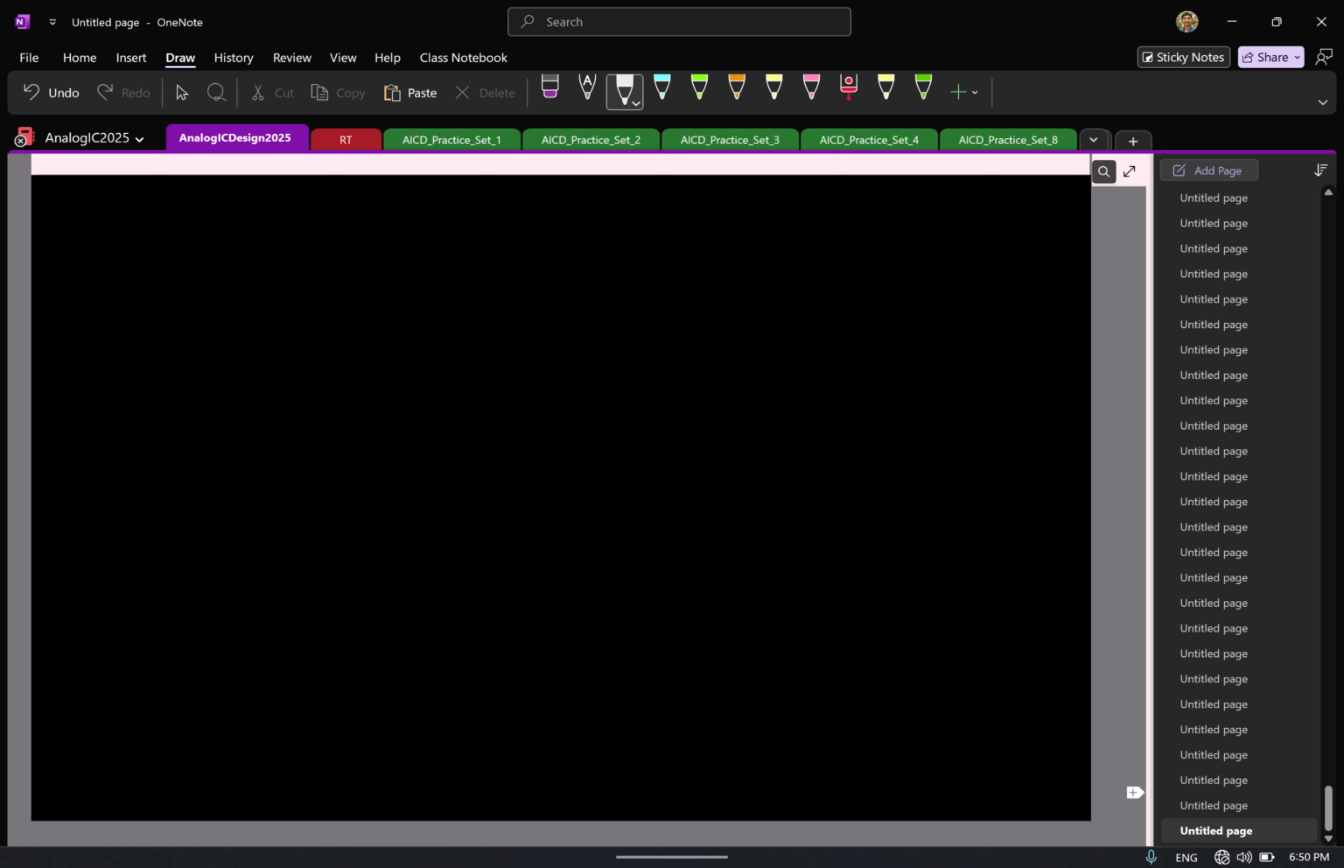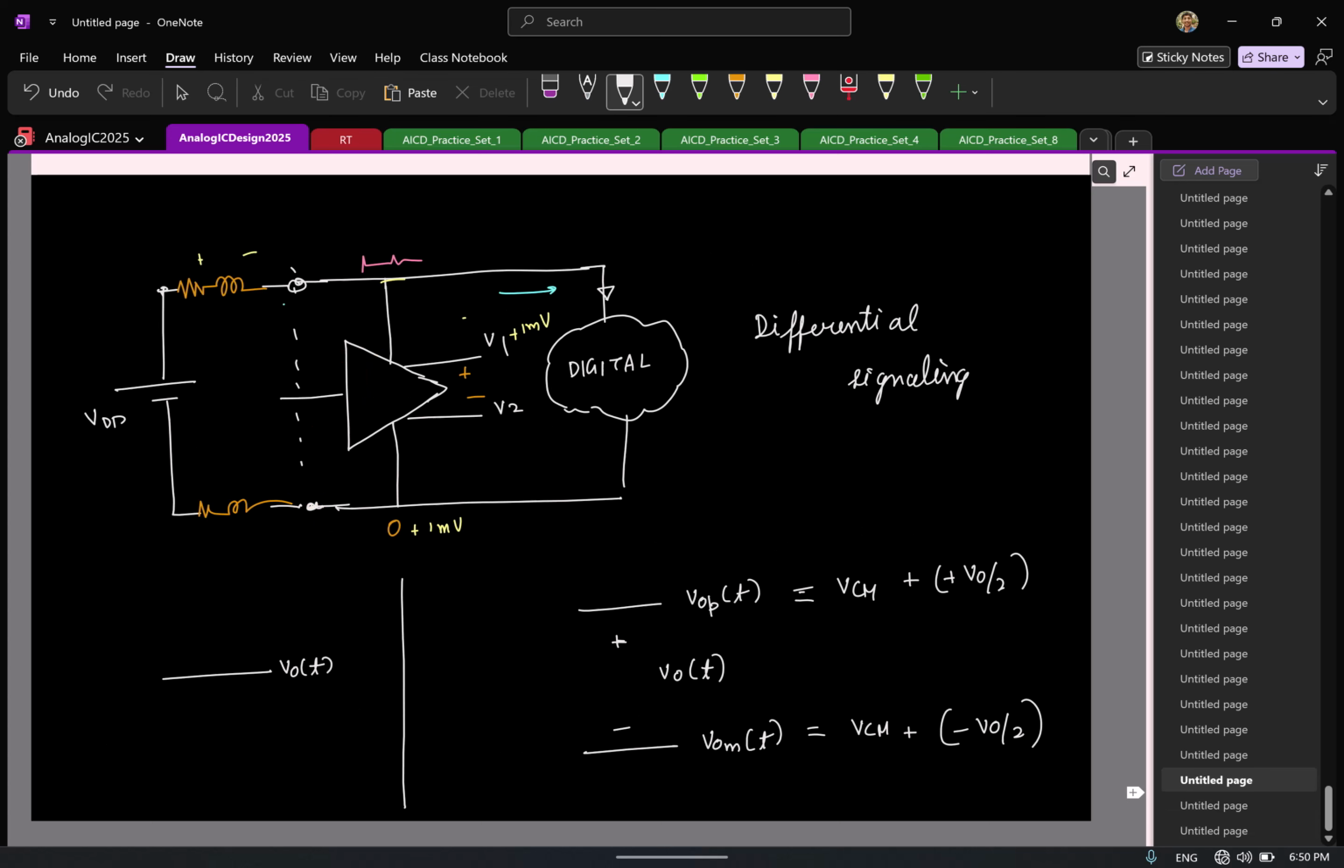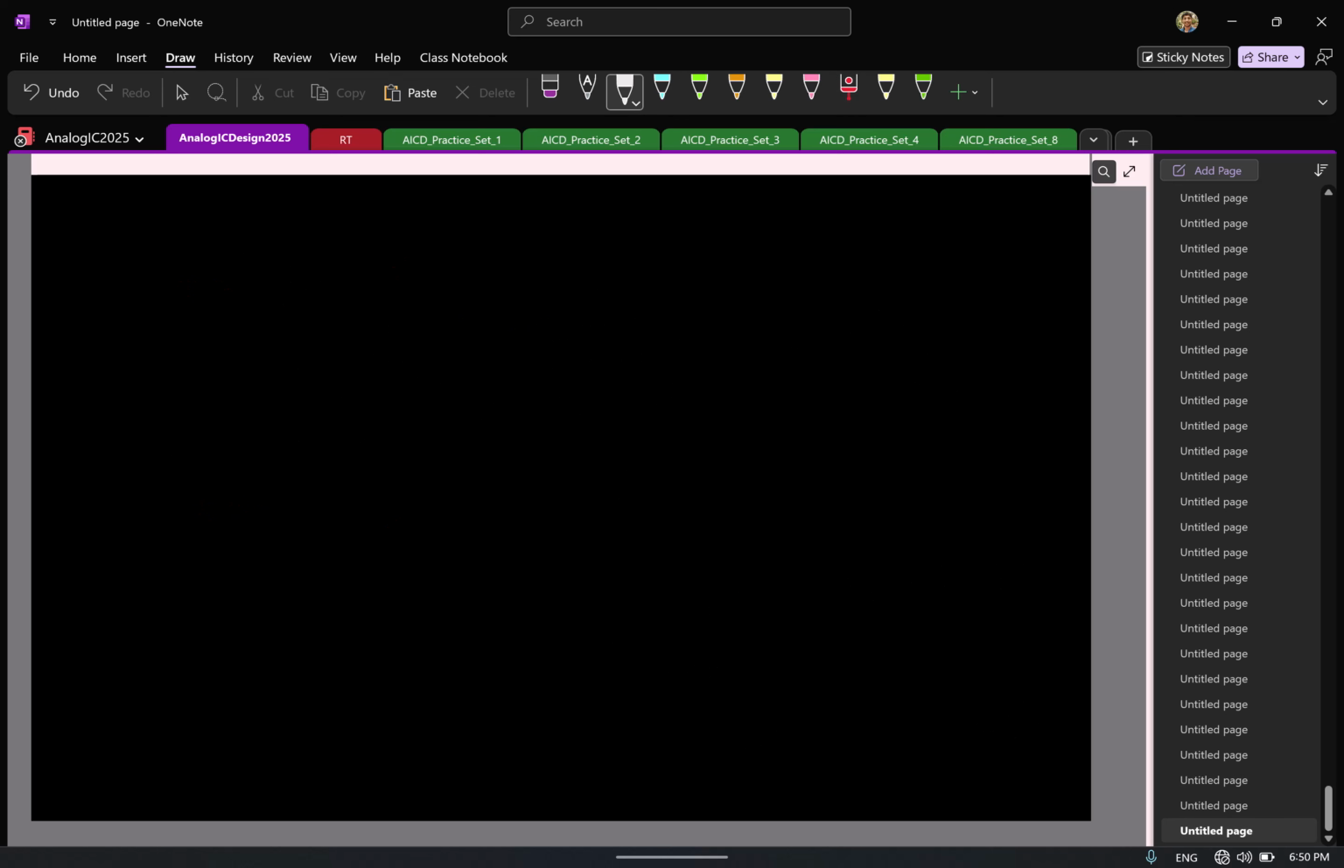So that's what we do. We make sure that the output is no longer defined as one output line. We have two lines and the output is defined as a difference between the two. So of course, one trivial way to do this is the following. So let us say earlier I had one amplifier.